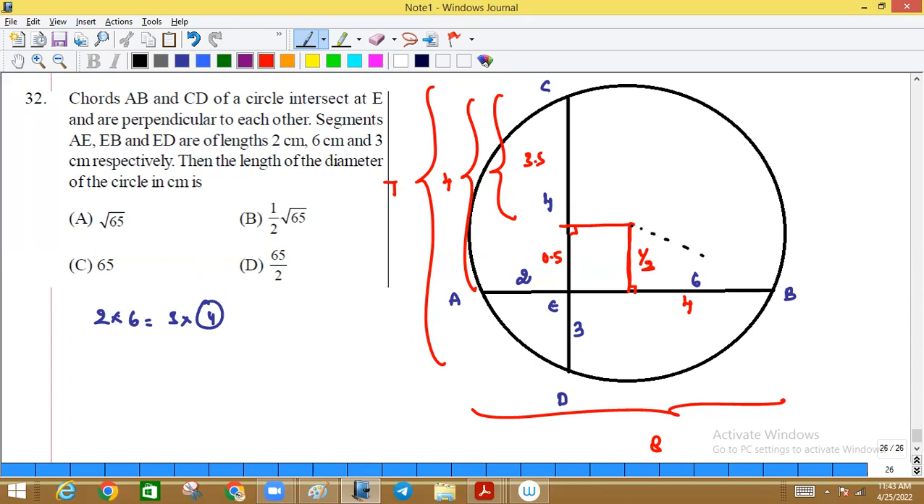I just need the radius. How do I find out the radius? R square is equal to 4 square plus 1 by 2 square. 16 plus 1 by 4.